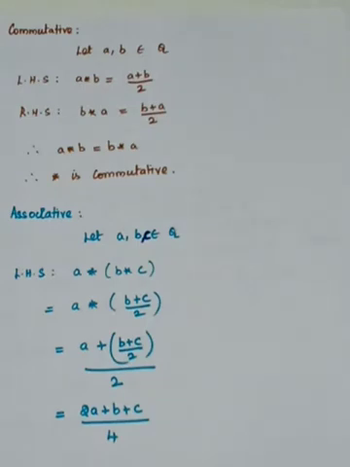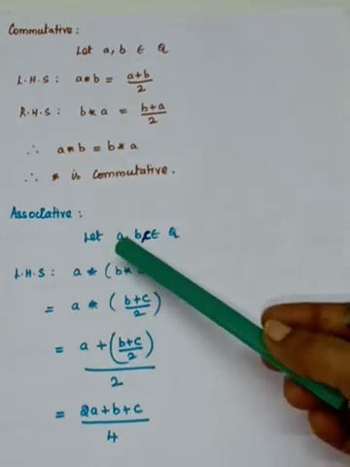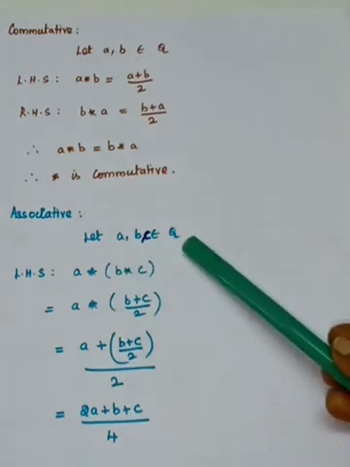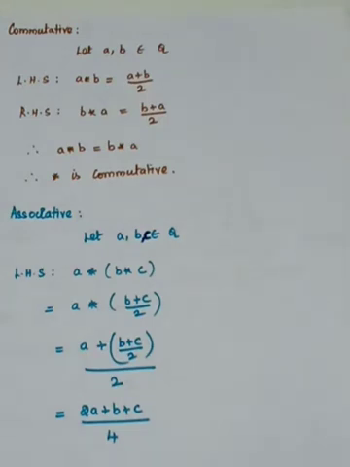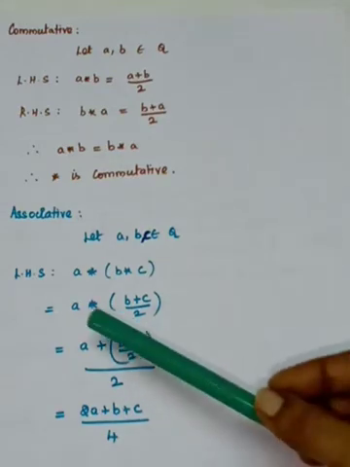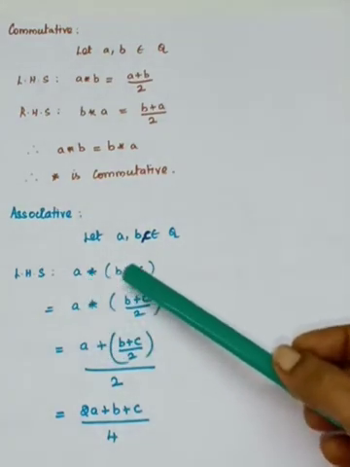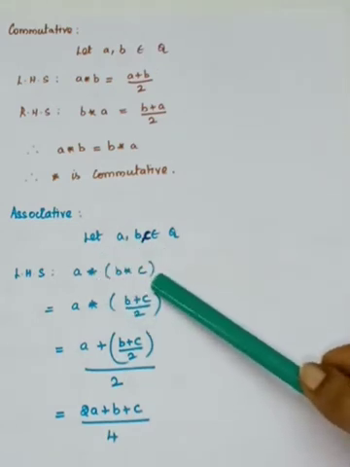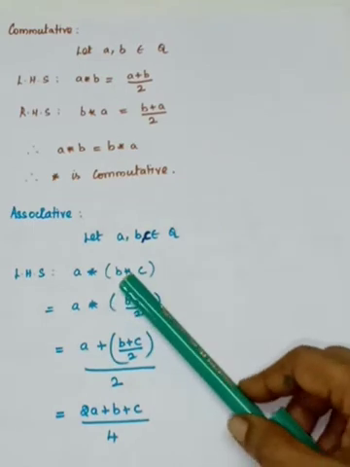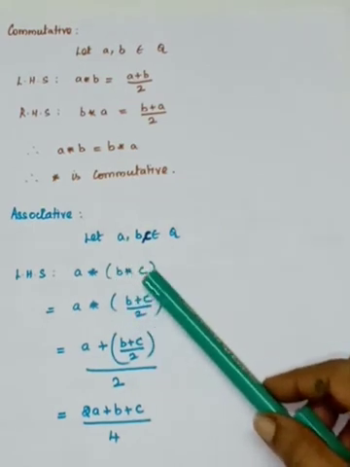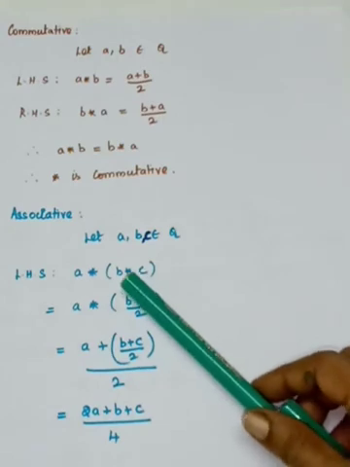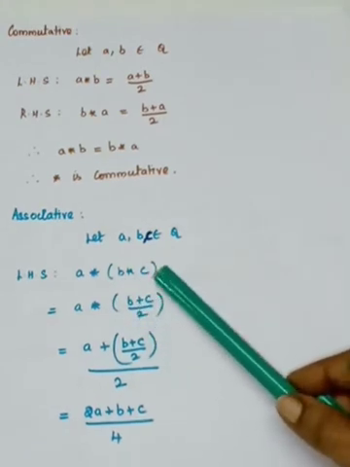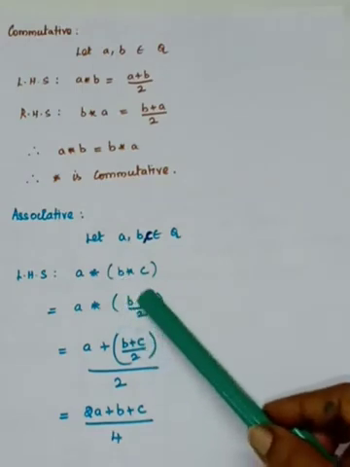Next we have to go for associative. For associative we have to take three elements. So let A, B, C belong to Q. So what is associative? (A asterisk B) asterisk C is equal to A asterisk (B asterisk C). So first, on the left side, I have taken A asterisk (B asterisk C). Okay, this term is within the bracket, so first we have to evaluate it. So the asterisk is applied to B and C. In the definition of the asterisk, you have to write the first number plus the second number divided by 2. So it is (B plus C) by 2.